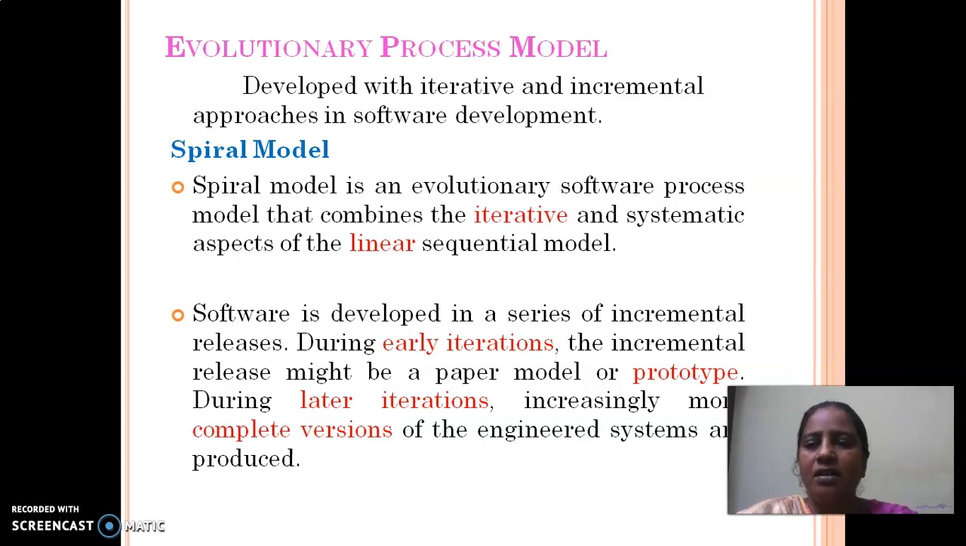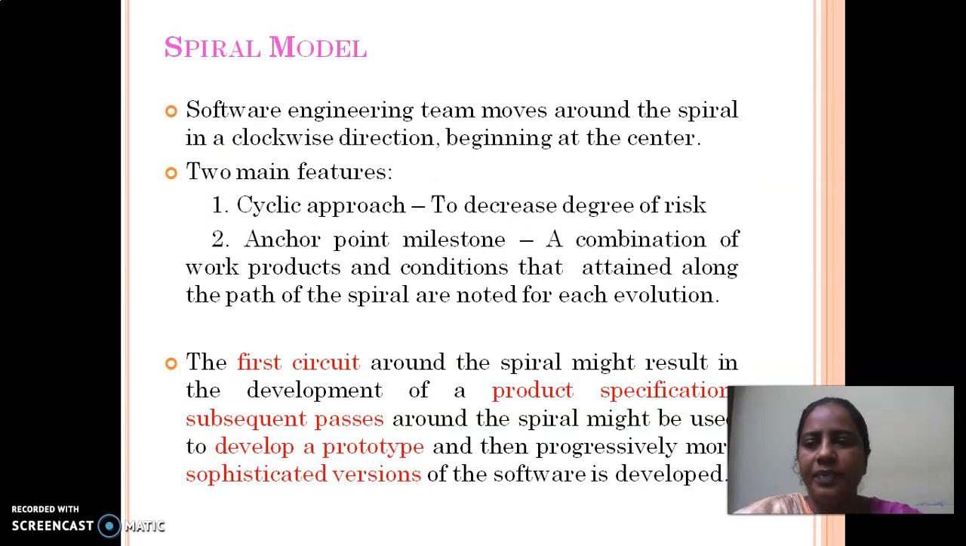Spiral model. Spiral model is an evolutionary process model that combines the iterative and systematic aspects of the linear sequential model. Software is developed in a series of incremental releases. During early iterations, the incremental release might be a paper model or prototype. During later iterations, increasingly more complete versions of the engineered system are produced.